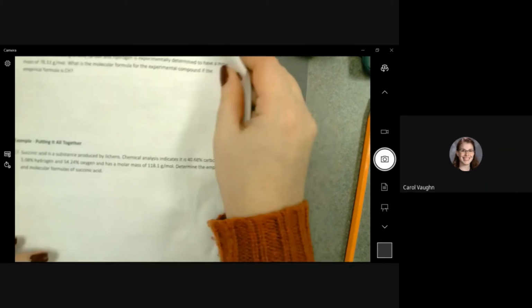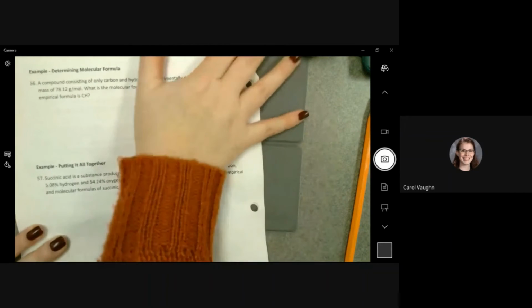So let's look at how we're going to use this information about molecular formulas. Example number 56 says, a compound consisting of only carbon and hydrogen is experimentally determined to have a molar mass of 78.12 grams per mole. What is the molecular formula for the experimental compound if the empirical formula is CH?